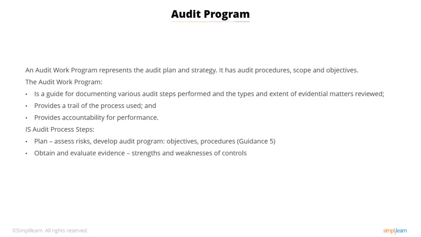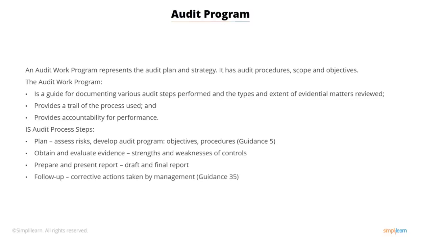It's all about evidence. You don't have any preconceived notions about whether or not a control is meeting the objectives. When you're auditing, you seek evidence to determine the strengths and weaknesses of controls. Once you've done all of that, you have to prepare and present a report. There's usually a draft version and a final report. Just as important and covered in Guidance 35 is the follow-up. Were corrective actions taken to the issues you found during the audit? Were they fixed? Or do those negative conditions still exist? That's very important.